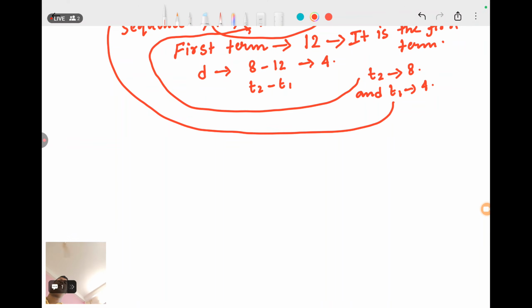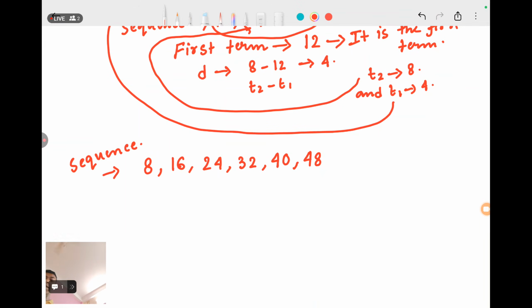I think this chapter is becoming very much interesting for you. So the next question will be 8, 16, 24, 32, 40, 48. It is a sequence. As you can see, it is a sequence.